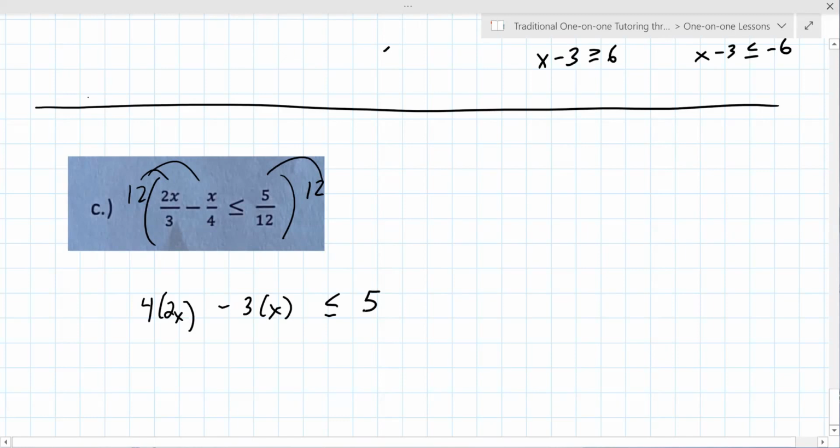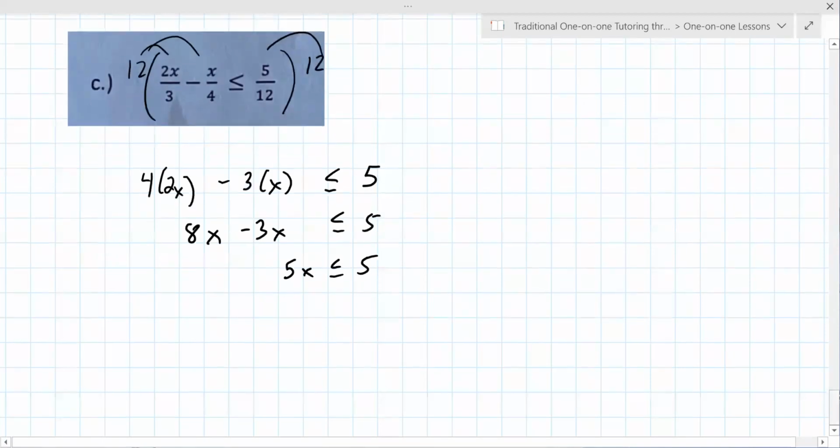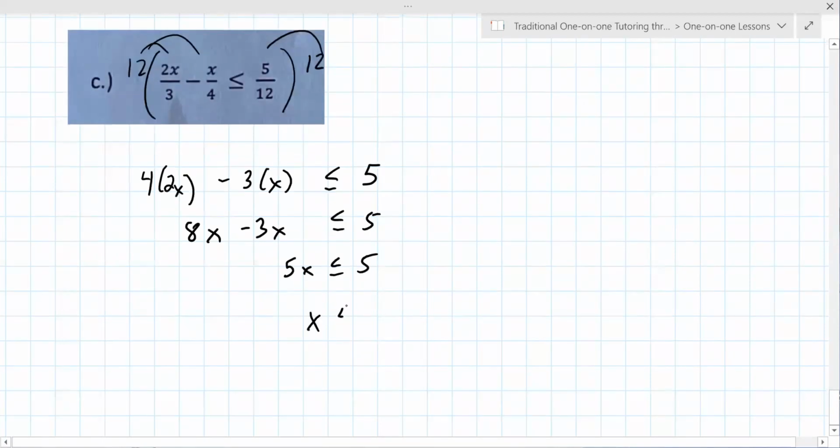Okay, so then that just eliminates that. Right. So then this is 8x minus 3x is greater than or less than 5, and then that's just x is less than or equal to 1. Right. And there's no absolute value, so you don't have to do anything here. And that's it? That's it. There's nothing more to do on that one.